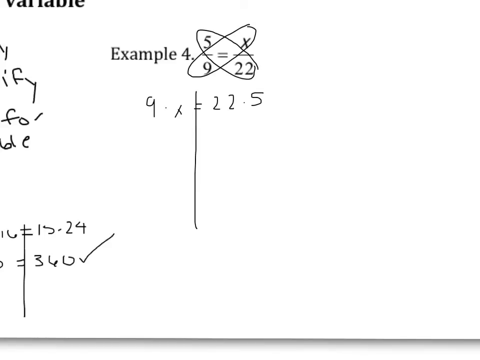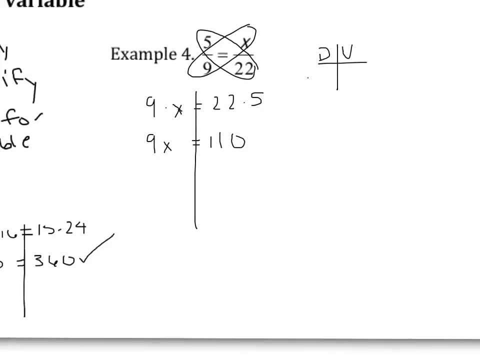Okay, and it doesn't matter which side you put the 9x on and which side you put the 22 times 5 on. Either one is fine. So 9 times x is 9x. 22 times 5 gives me 110. Now I need to reduce and solve for x. I'm sorry, not reduce, simplify and solve for x.